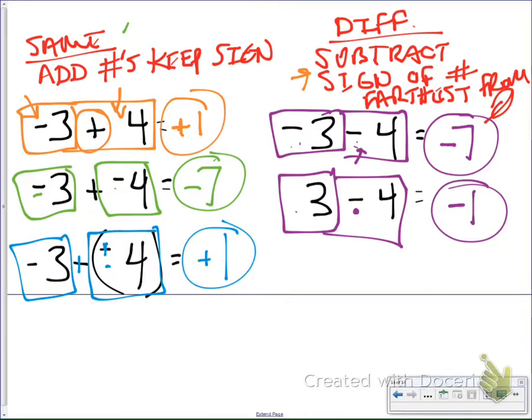Okay, so hopefully it helps. Again, it's not the only way to look at it, but maybe this will help out with some of your integer operations.